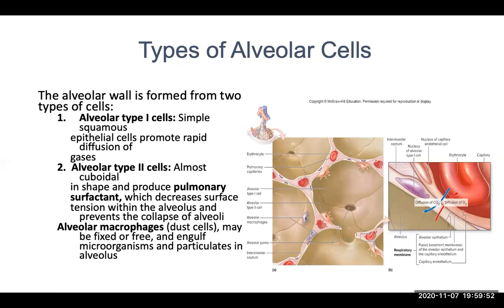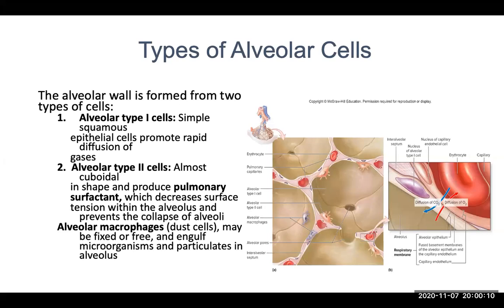The type 1 cells are the simple squamous cells that promote the rapid diffusion of gases. The type 2 cells are more cuboidal in shape, and they'll produce the surfactant, which decreases surface tension within the alveolus and prevents the collapse of the alveoli.